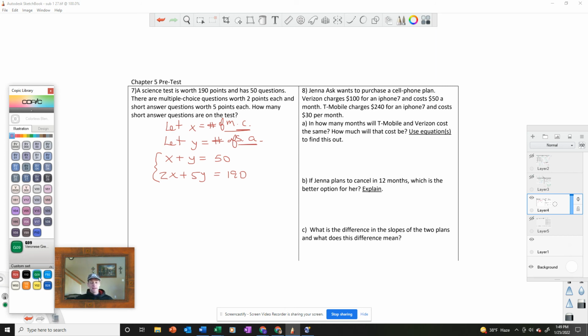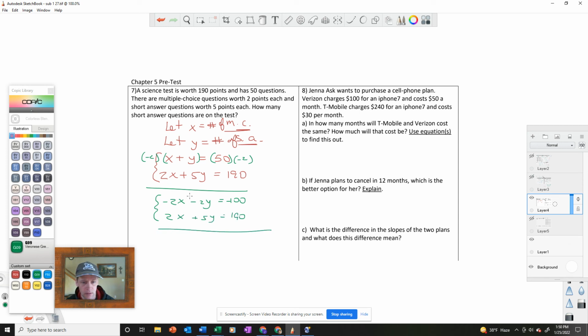Okay, so now I need to decide on a method to solve this. This one is set up for substitution, so I'm going to use substitution. And I'm going to multiply the top, not substitution, excuse me, the elimination method. I'm going to multiply top by -2. That will help me get rid of the x's. X's are gone. And I'm left with 3y equals 90 divided by 3. I get y equals 30.